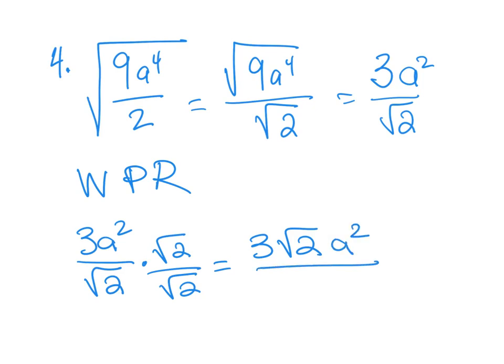And on the bottom we're going to have, what's the square root of 2 times the square root of 2? It is the square root of 4, which then reduces to 2. All right, so that is question number 4.